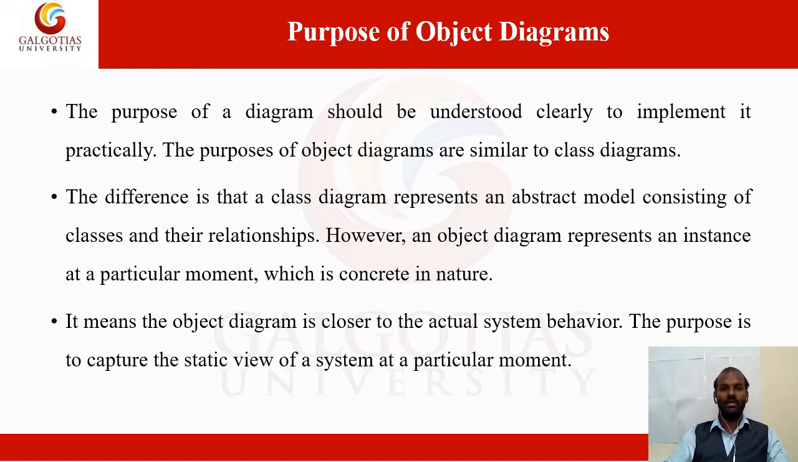Then next topic, purpose of object diagram. The purpose of an object diagram is to understand clearly how to implement things in a practical manner. The object diagram is always similar to your class diagram. The difference is that a class diagram represents an abstract model consisting of the classes and their relationships. However, an object diagram represents an instance at a particular moment, which is concrete in nature. So it means the object diagram is always closer to the actual system behavior, and its purpose is to capture the static view of the system at a particular moment.